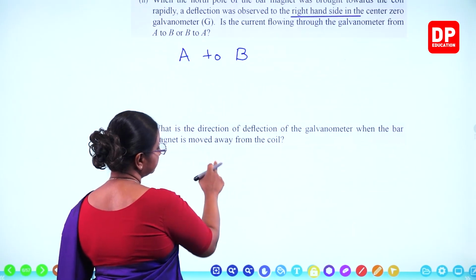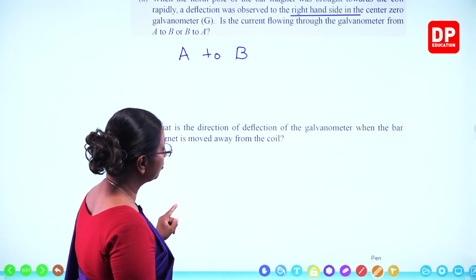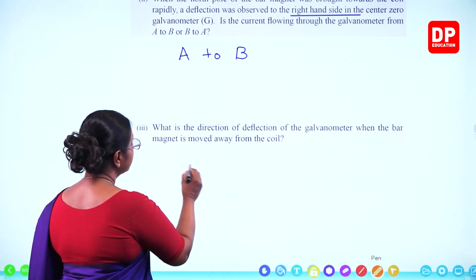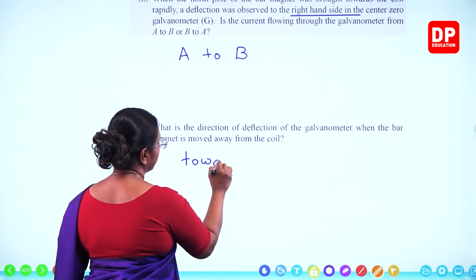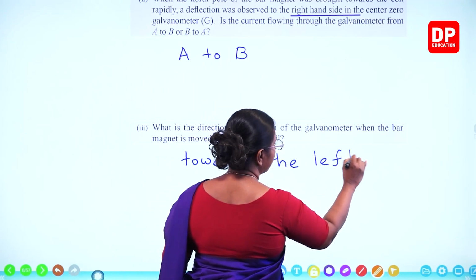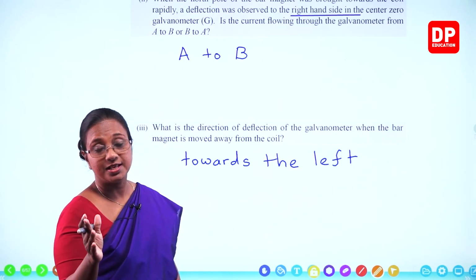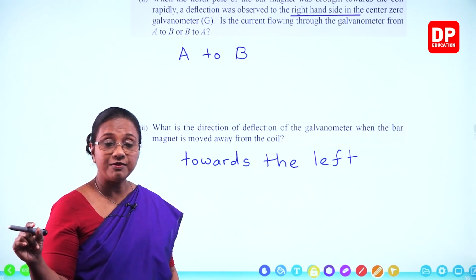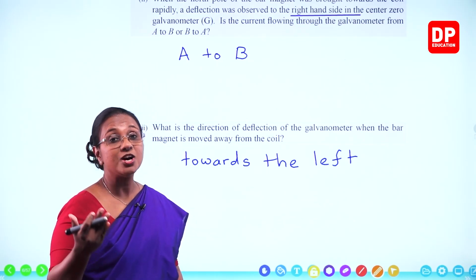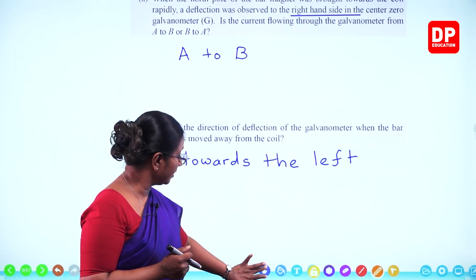So, the question is, what is the direction of deflection of the galvanometer when the bar magnet is moved away from the coil? That is going to be towards the left. It is always opposite. You take the bar magnet into the coil, it deflects towards the right. Take the bar magnet away from the coil, the deflection is towards the left. That is why we get alternating current. You can remember that. So, with that, students, I'll move on to the next question.